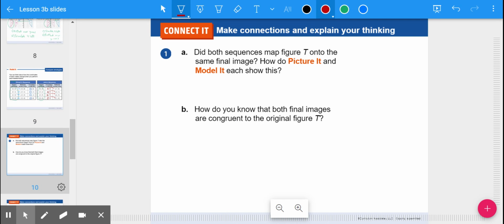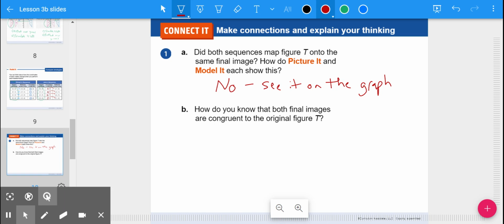If you look on page 51 in your book, we have some questions about this situation. So first question is the one we kind of want to answer. Did both sequences map figure T onto the same image? Well, our answer is no. And how did the picture and model each show this? It's visual on the graph. You can see it on the graph. But we can also see it just with the coordinates based on what we talked about.